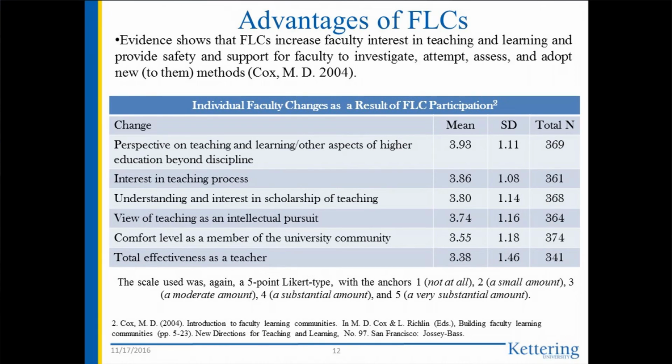2 is small benefit, 3 moderate, 4 substantial, and 5 is very substantial. So, for example, they look at the interest in the teaching process. They wanted to see how the attitude of professors changed. You can see that it was significant, right? The professors became a lot more interested in that.